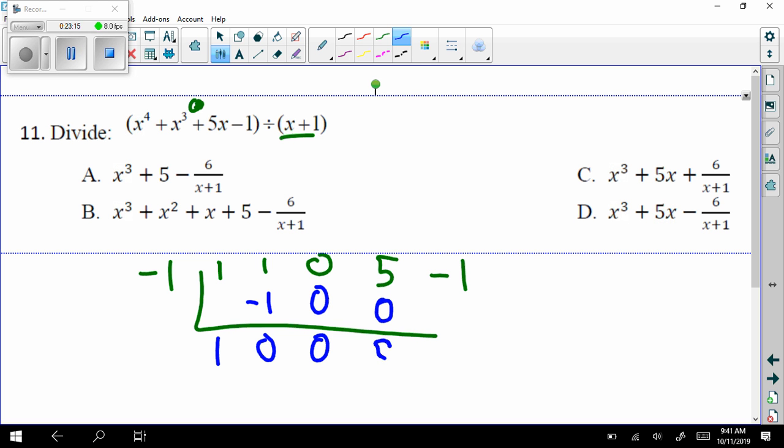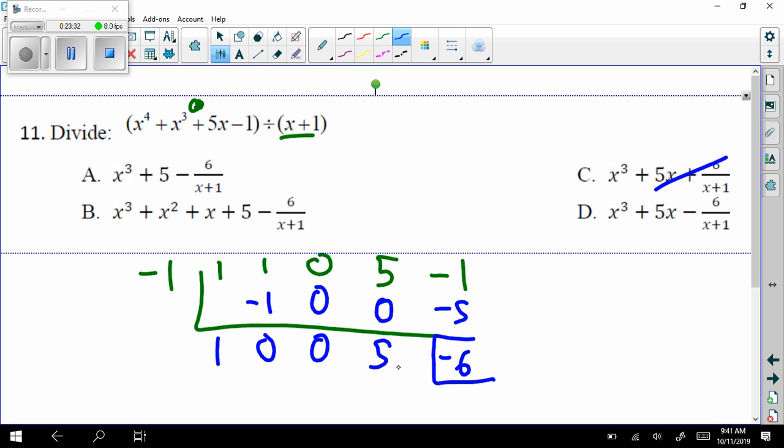Add straight down is 5. Multiplied is negative 5. Add straight down, we get negative 6. Negative 6 is our remainder. So negative 6 is going to go on top of the x plus 1, not positive 6.